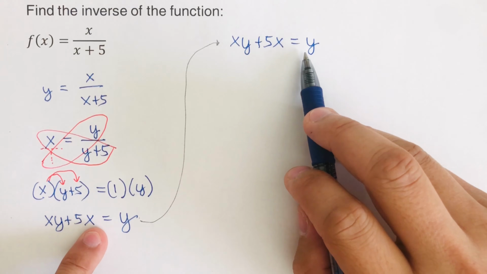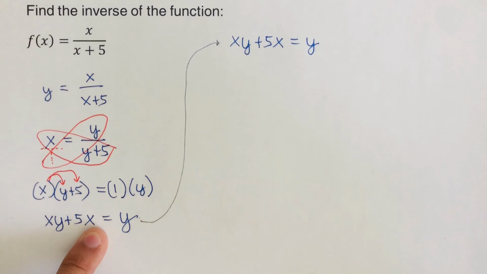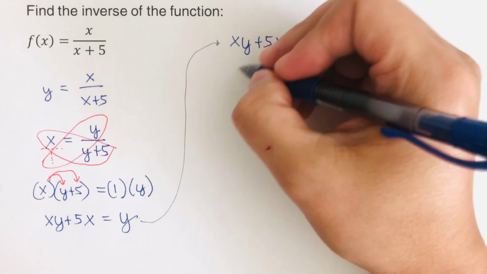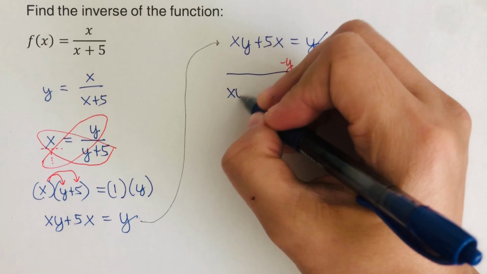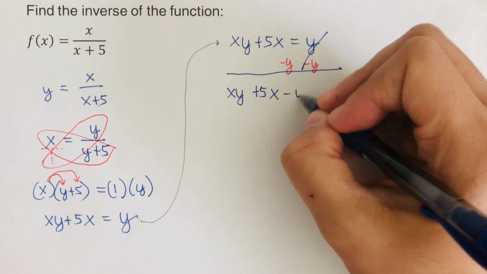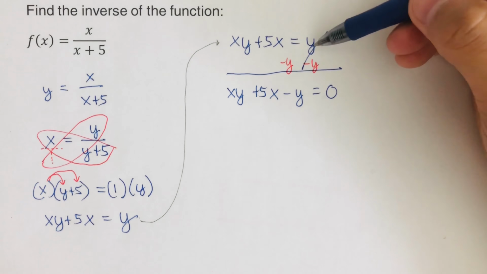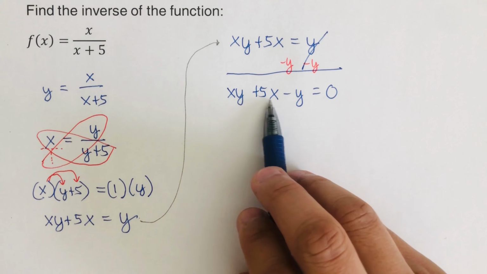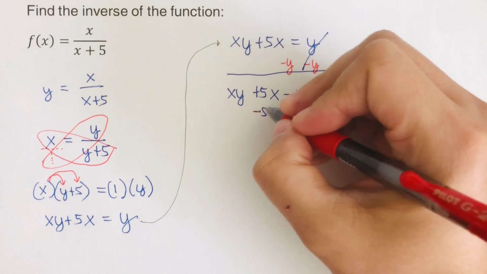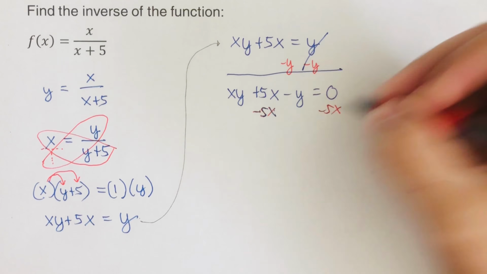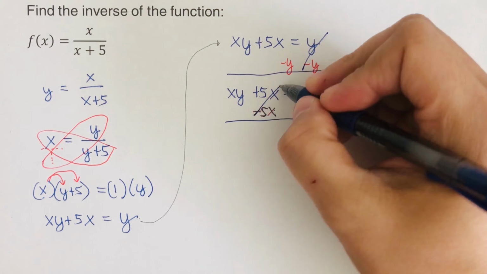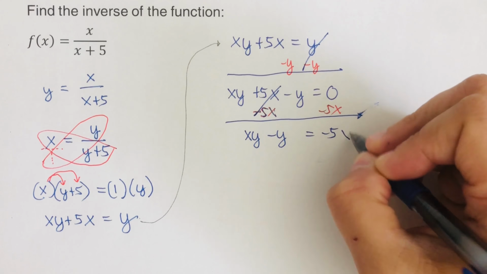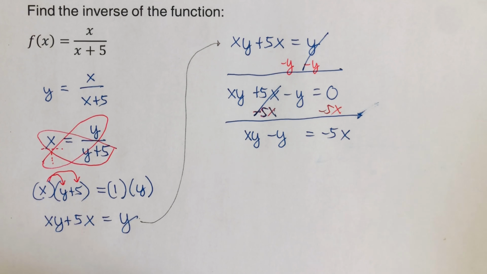Okay, since we want y by itself, we're going to put all the y's on one side. So I'm going to subtract y from both sides, minus y. So then this would come out, we can cross this out. So that's xy plus 5x minus y equals 0. So then we can go ahead and subtract, since this one doesn't have any y, I'm just going to subtract 5x from both sides, minus 5x, minus 5x. So then we're left with xy minus y is equal to negative 5x. We isolate y by itself.